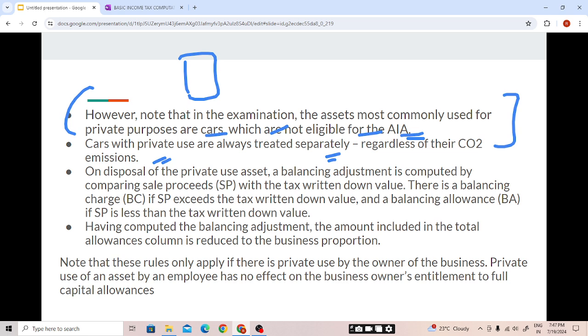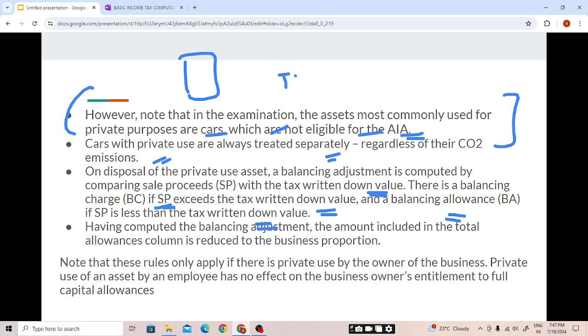Each asset that is used privately will have its own pool. On disposal of the private use asset, a balancing adjustment is computed by comparing sale proceeds with the tax written down value. There is a balancing charge if selling proceeds exceed the tax written down value, and a balancing allowance if the selling price is less than the tax written down value.